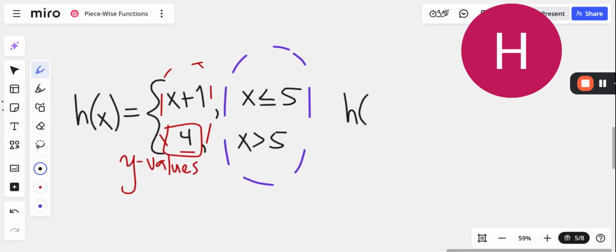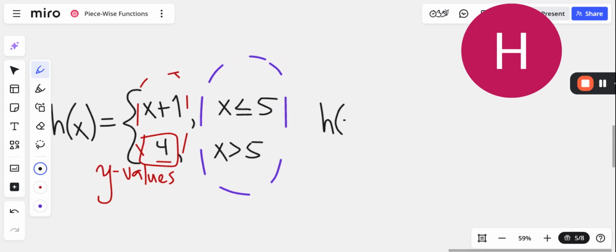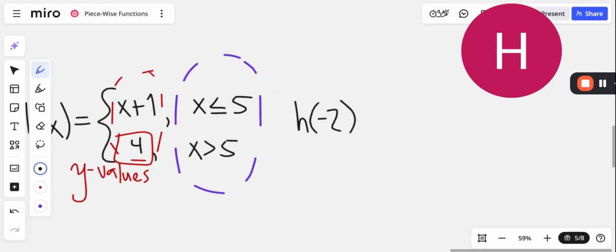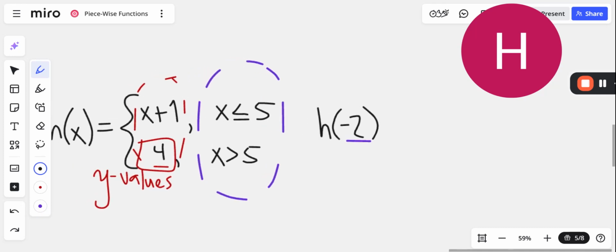Almost couldn't say that letter, h of negative 2, for example. Well, we gotta check. Negative 2 goes into which piece? It's definitely less than 5, so we're gonna have to plug that into the piece connected with the x less than or equal to 5. That's the x plus 1 piece.